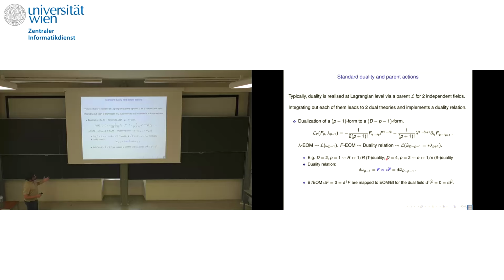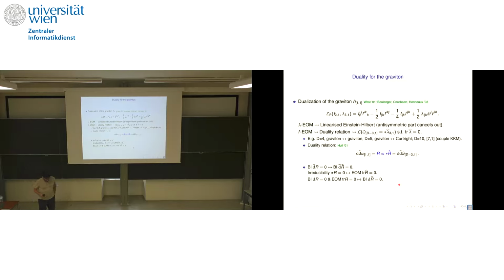And in particular, the duality relation is, of course, of this form on shell, so it exchanges F with the star of the field strength. So you have the field strength of the P minus 1 form, and then on the other side, the field strength of the D minus P minus 1 form, and they are related by Hodge duality, by this partial Hodge duality. And moreover, we know very well that in this setting, Bianchi identities and equations of motion are mapped to each other, so to equations of motion and Bianchi identities for the dual field. This is rather obvious.